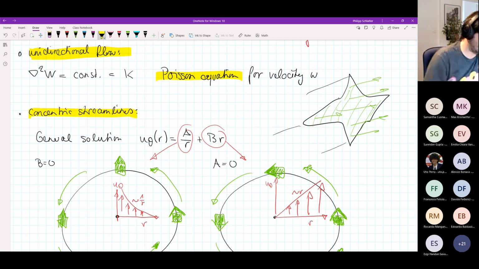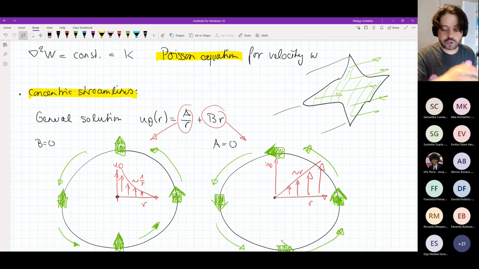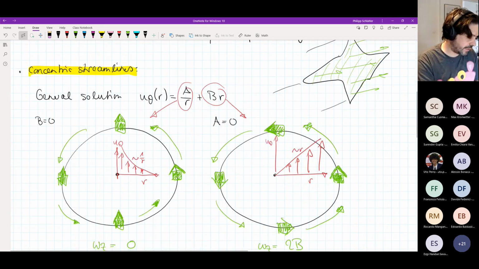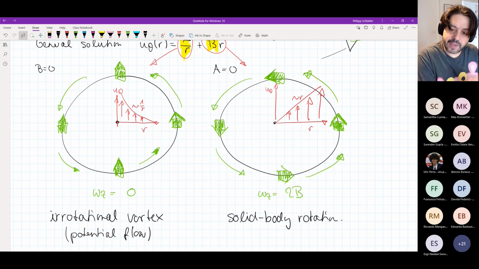Then we looked also at the second case, which was concentric streamlines. Essentially when you have the flow turning around in one plane. And that is exactly the case of vortices or swirling motion of a flow. And what we have realized there is that the solution is composed of essentially two terms, either a term which is a constant divided by r plus a constant times r.